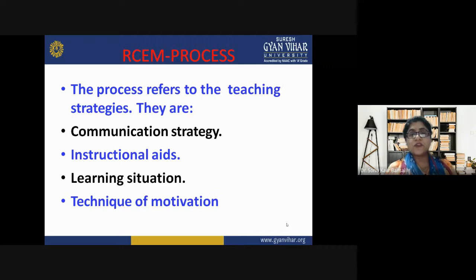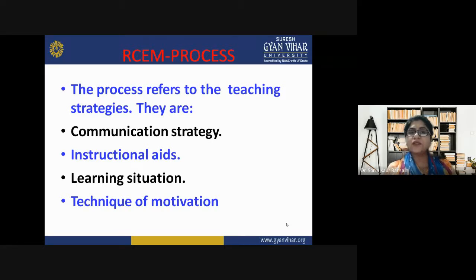So, the process refers to the teaching strategies of students. They are communication strategies. Now, this is how you are dealing in the classroom with your students, with your teaching aids, with your situations in the classroom, with your techniques, and how you motivate them, how you interact with them. This is all in the process part. And the RCEM approach is very much focusing on this part also, that it is actually the main part where all your planning is reflected. What you have planned, communication strategy.